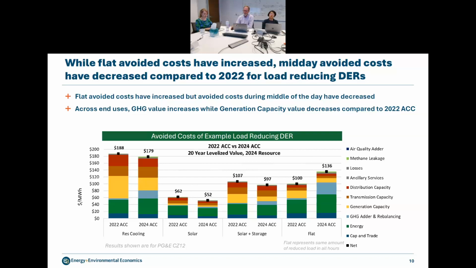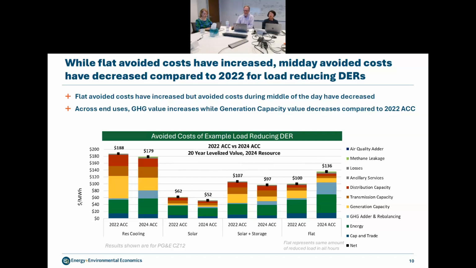Here the chart I'm showing is the 20-year levelized value for a 2024 resource, or a resource that's installed in 2024 and lasts for 20 years. We show a side-by-side comparison between 2022 and 2024 ACC. From left to right is the residential cooling, solar and storage, and flat. Flat here means that there's the same amount of load reduction across all hours.